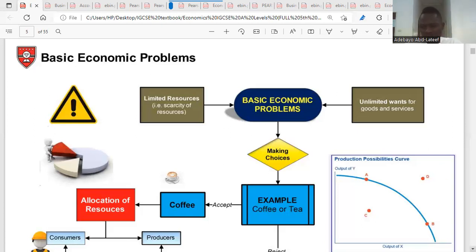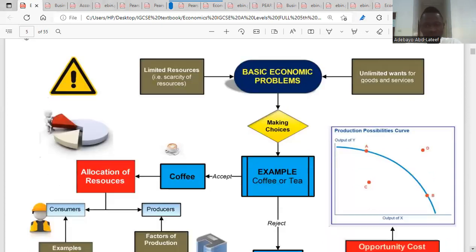So what is scarcity? We said limited resources plus unlimited wants for goods and services. So what is economics itself? Economics is a social science which studies human behavior in relationship between ends and scarce means that have alternative uses. So what that simply means is that there's the human relationship. There's how we have to balance things up, how we have to manage scarce resources, because these resources are scarce, as we said earlier. So we need to manage them. We need to allocate them.